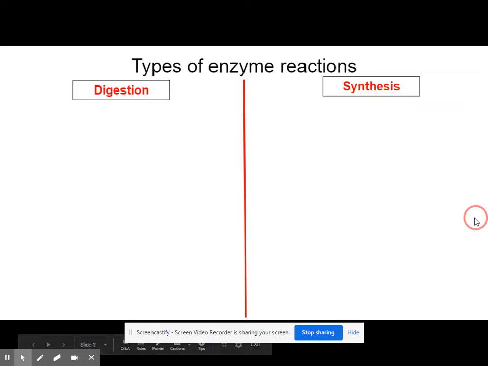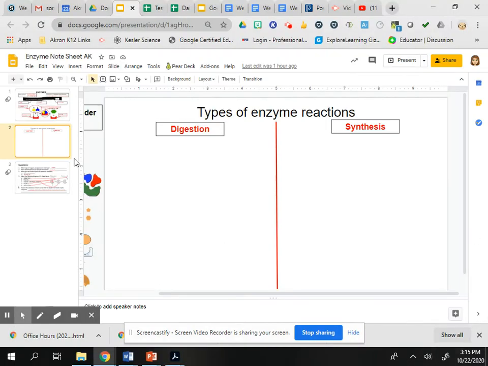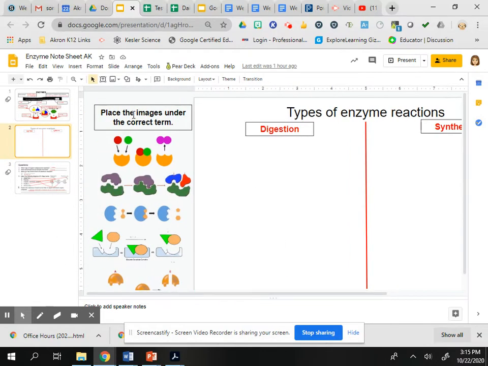All right, so going on to our next diagram, this is what it looks like for you. We have 2 types of enzyme reactions. I want you to take these pictures over here and click and drag them to show what kind of reaction they are. Remember, digestion is breaking things down. Remember that when you eat your food, you digest it, you're breaking it down so that those particles are small enough to get into the cells of your body so you can use those particles.